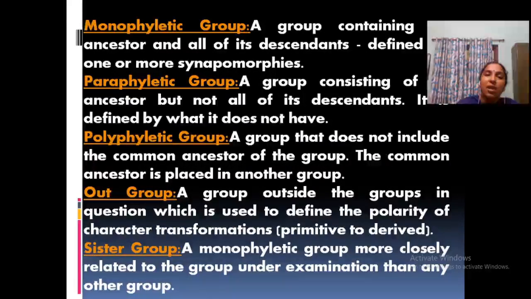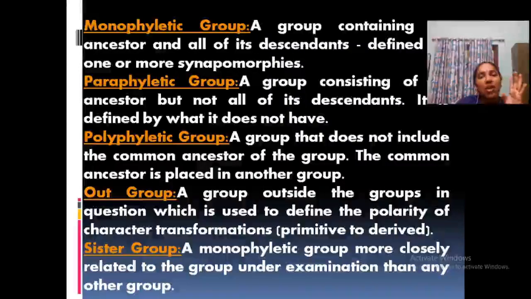Now, regarding what is a cladogram, cladistics, you studied everything. It is an evolutionary tree or evolutionary relationships. You can represent it in the form of a diagram, that is a cladogram. You studied it in the last class. In association with that, you have to explain some terms, like what is a monophyletic group. A group that contains an ancestor and all of its descendants, that is known as a monophyletic group, and that is defined by synapomorphies.